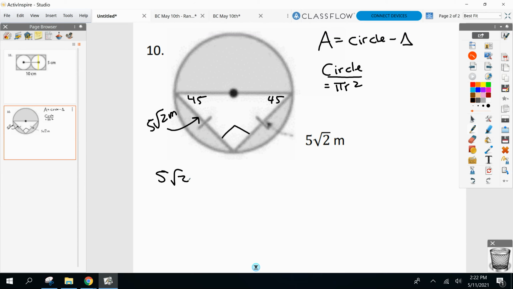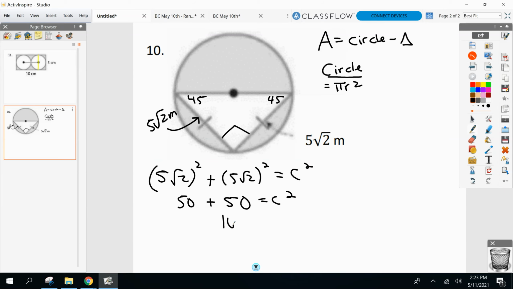So 5 radical 2, make sure we square it all in our calculator, just not the radical 2, plus 5 radical 2 all squared equals c squared, the hypotenuse. I can plug this right in my calculator, 50 and 50. 100 equals c squared. C equals 10. Okay, so c equals 10. That's the diameter length, 10. Radius would be 5. So the area of that circle is 25 pi.